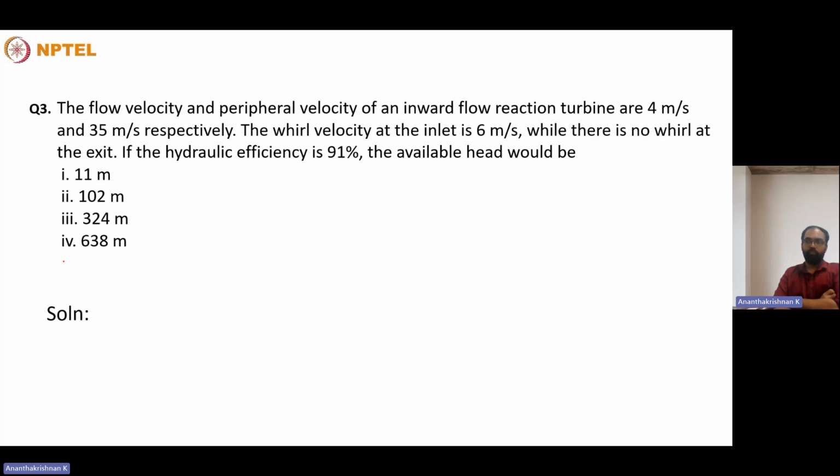So if we know the whirl velocity component as well as the blade velocity component at the inlet to the reaction turbine, we can calculate the head which is required at the inlet to produce the same power based on the hydraulic efficiency.